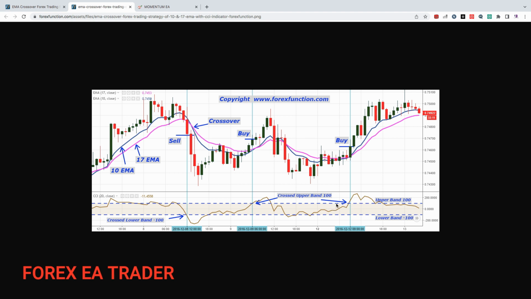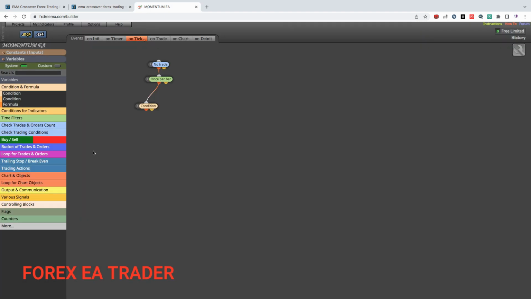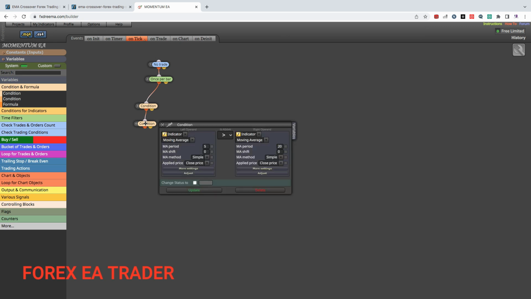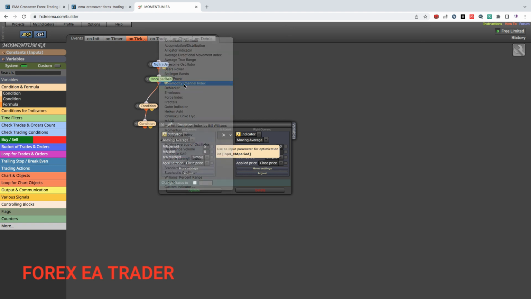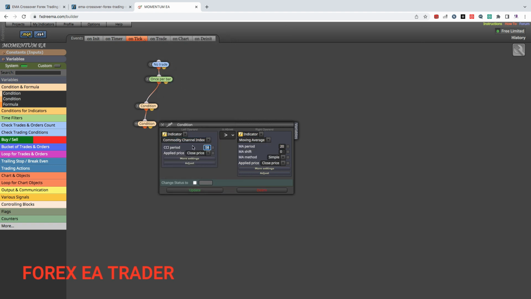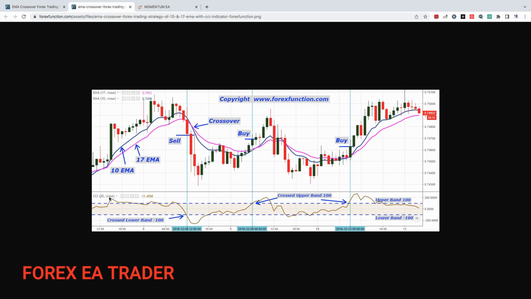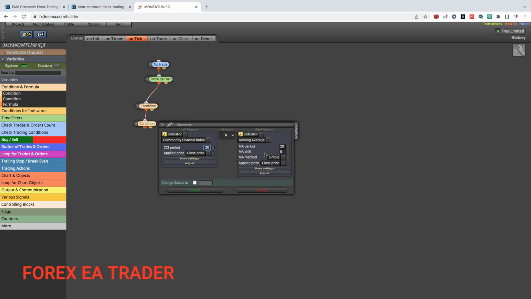is that we need our CCI to cross above the 100 level, and our CCI is going to be 20. So let's go and find our CCI, and we just link it like that, and we double click, and we're going to look for the CCI. This should be the CCI, and it's 20, and its closing price 20, and it needs to cross above.